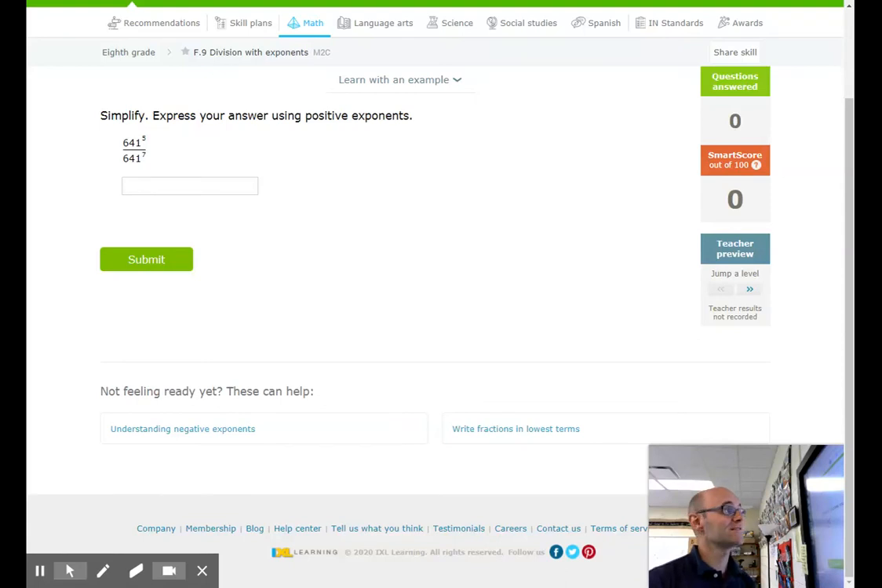Hello students, this is topic F9, division with exponents if you're on IXL, and it's shortcut M2C if you want to find it real quickly. So how do we divide with exponents?